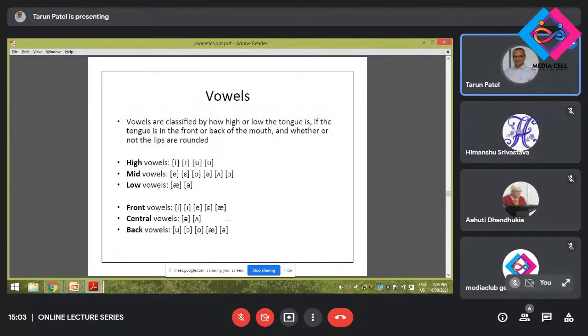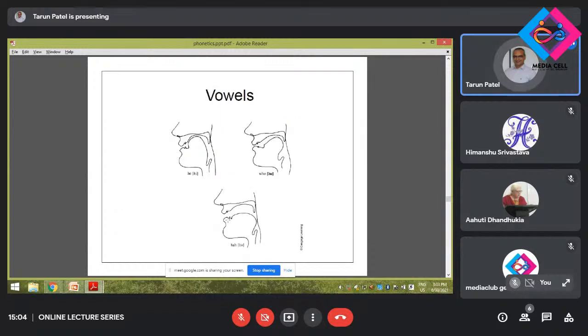Okay. Now, vowels are again classified by how high or low the tongue is, whether the tongue is in the front or back of the mouth, and whether or not the lips are rounded. So we have the high vowels, we have i, u, and u. We have mid vowels like e, o, and low vowels as in a and a. Similarly, the front, back, and central vowels.